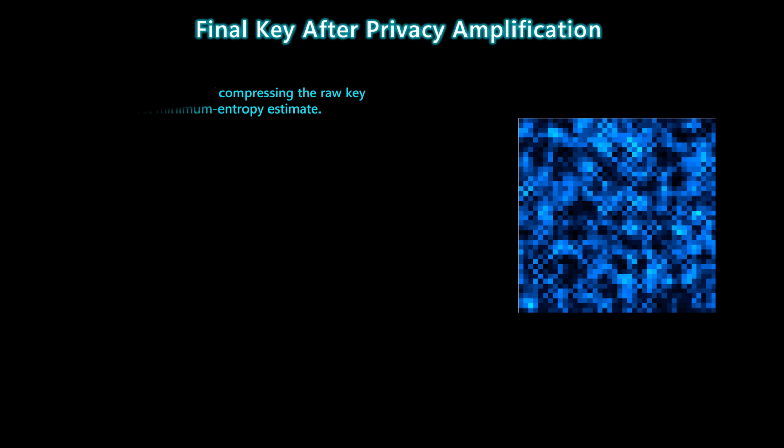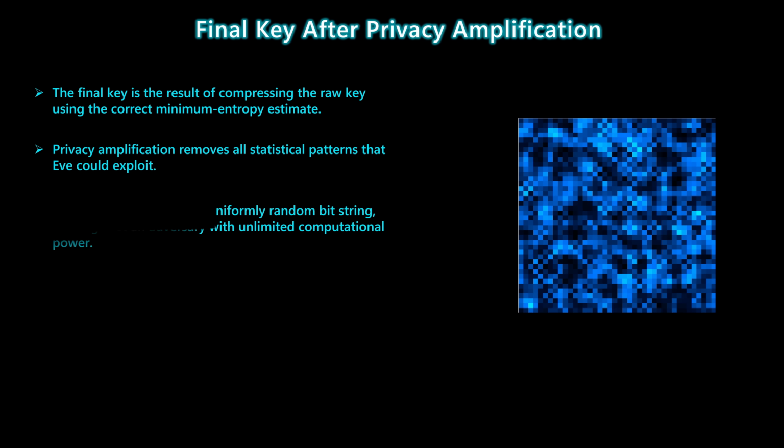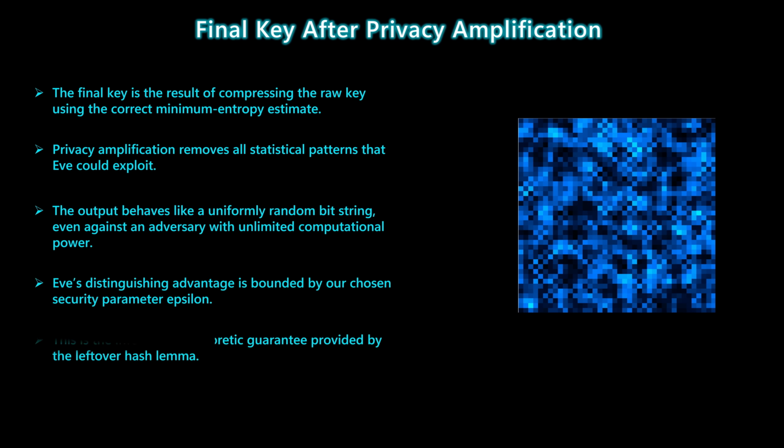When privacy amplification is carried out correctly, the final key takes on a very specific structure. It no longer resembles the biased and correlated raw key we saw earlier. Instead, it becomes a string of bits that behaves as if it were drawn uniformly at random. The key reason this transformation works is that the amount of compression is determined by the correct minimum entropy estimate.